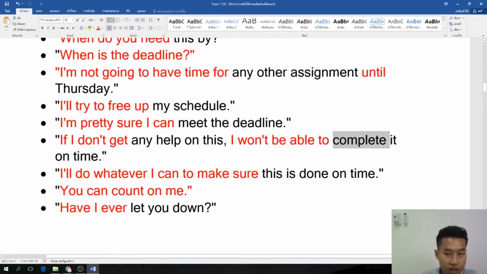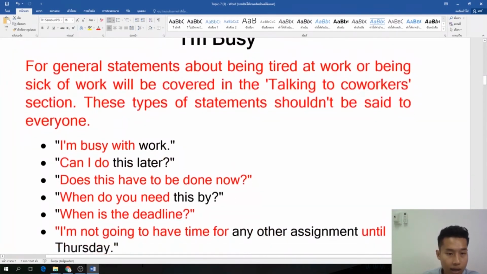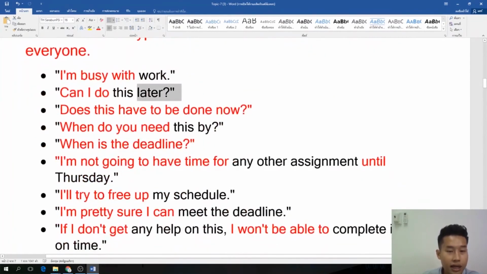Complete means finish on time, exactly the time they want. Let you down means disappointed. Okay, this is done on time, finish on time. Deadline is the last date of something. Later is like in a moment, in an hour, in two or three hours, or in a week.